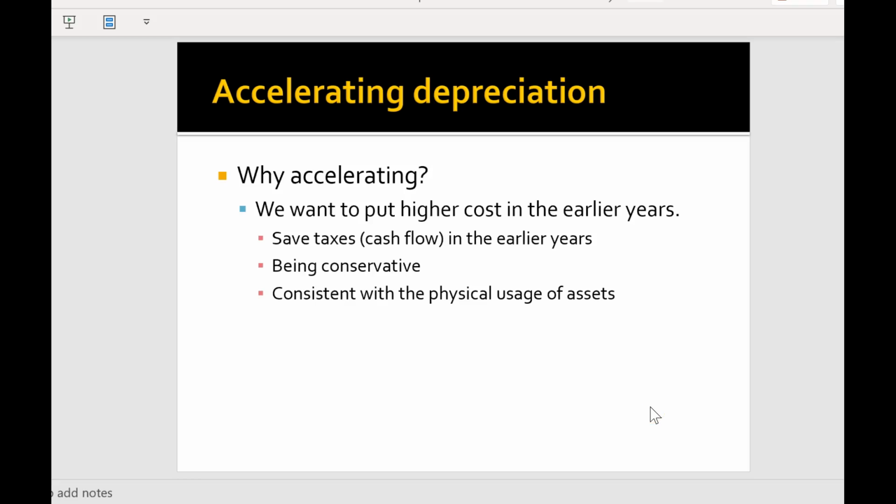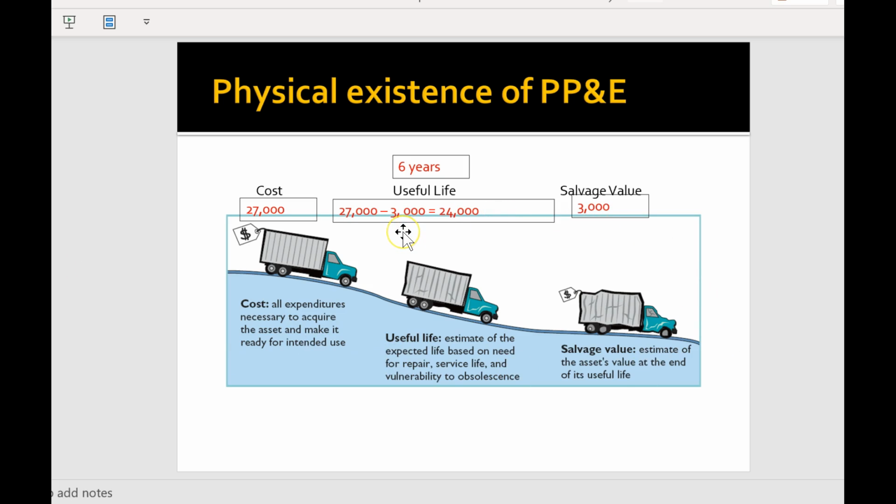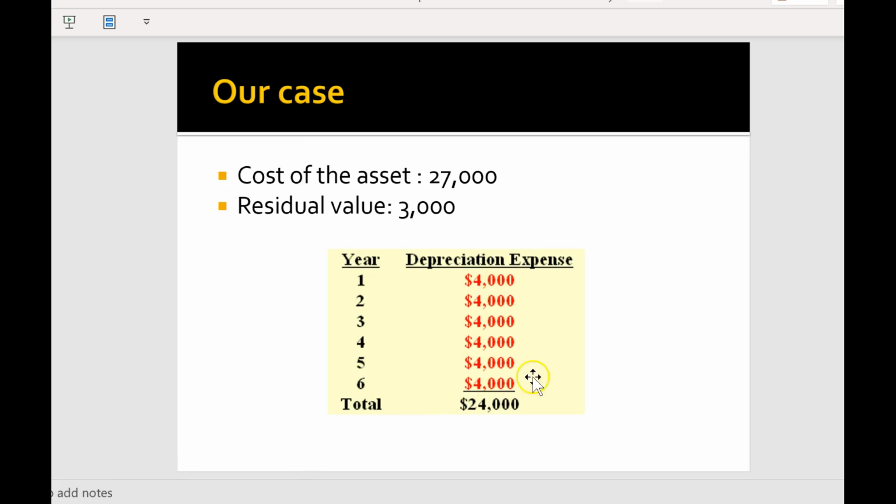In this video, I'm going to discuss accelerating depreciation. We discussed in the previous video that if we assume an asset is used averagely the same across the useful life, we are going to depreciate every year during the 6 years with the same amount for the whole period. So every year we are depreciating 4,000 when we are calculating the depreciation.